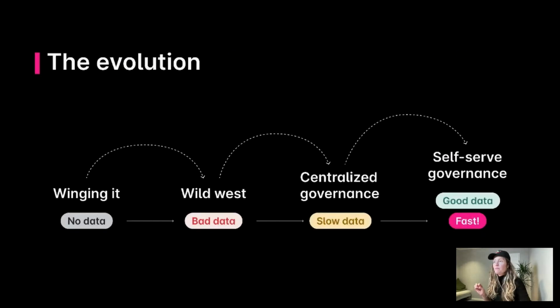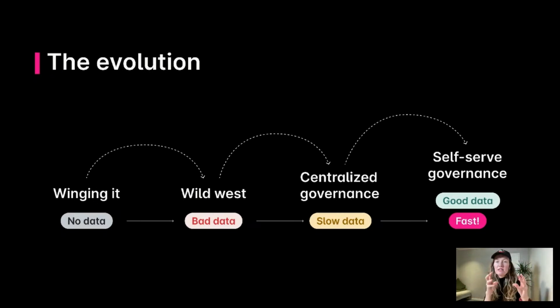And so basically you're going from Wild West into some sort of centralized governance. And so that's why I call that slow data. You get a little bit of better data, but every product release is a little bit slower. And maybe you might even need an analyst to actually pull the data together before anyone is able to use it, because it's just so chaotic still.